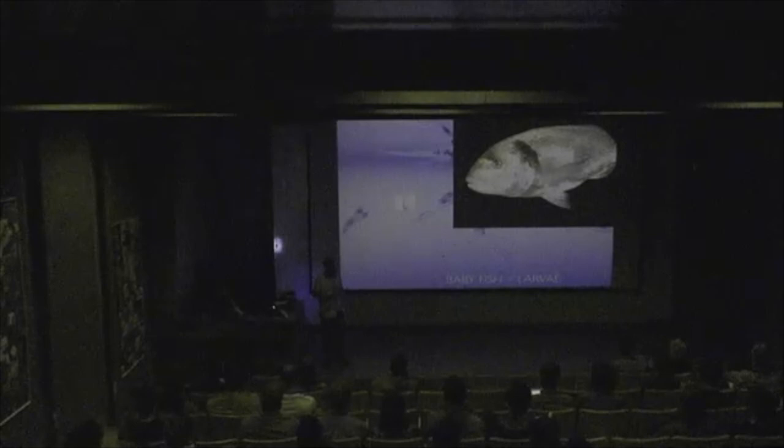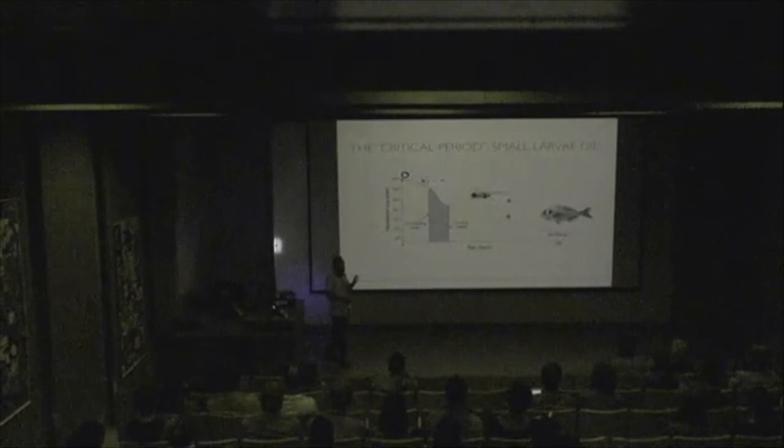Okay, so what happens to the larvae? Obviously, the female will lay many thousands of eggs, hundreds of thousands, tens of thousands of eggs, and the hatching larvae typically suffer from a very high mortality rate. But it's not only that they suffer from mortality rates. Mortality peaks right after the mouth is open and the larvae start to feed. So this is what's known as the critical period of larval fish.